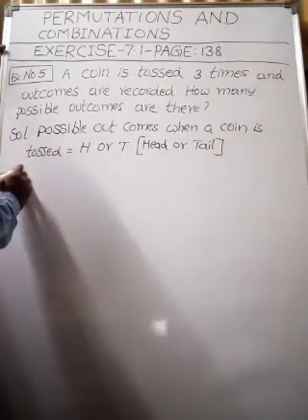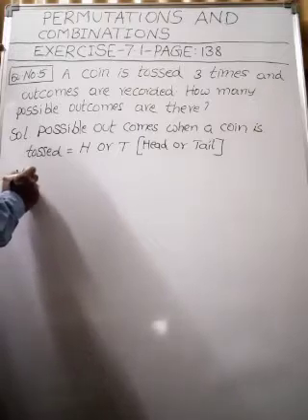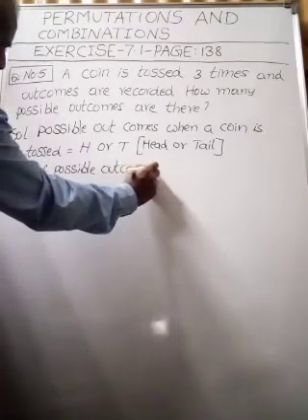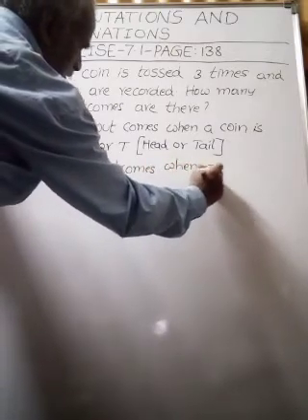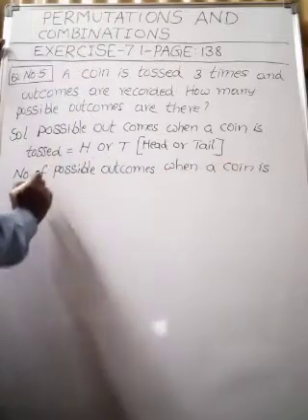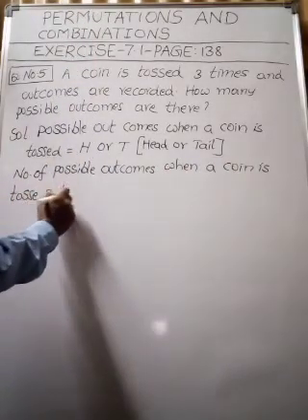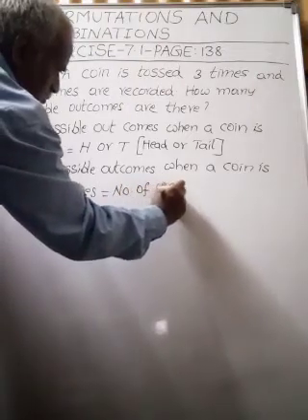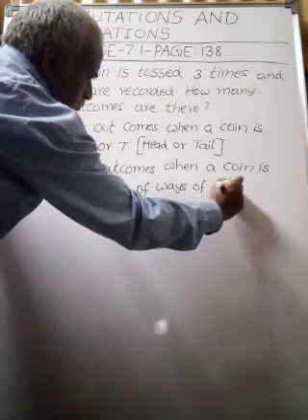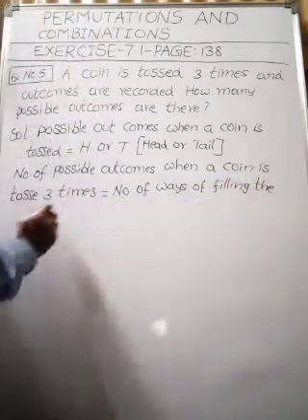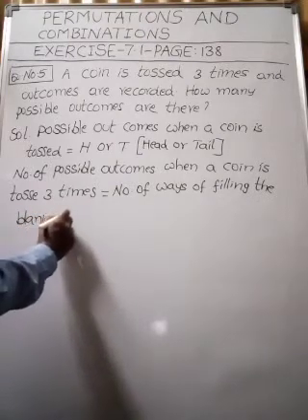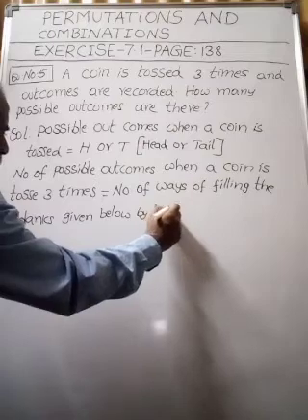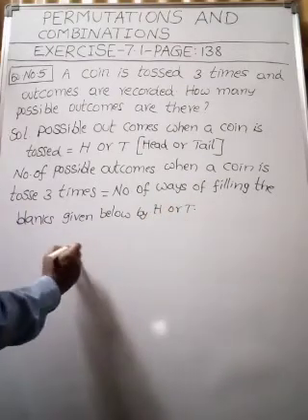Okay, my dear children. So, the number of possible outcomes when a coin is tossed 3 times is equal to the number of ways of filling the blanks given below by H or T. Okay, my children.